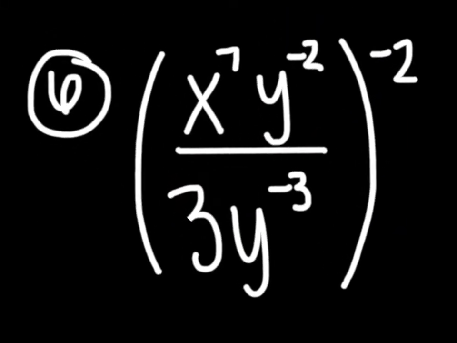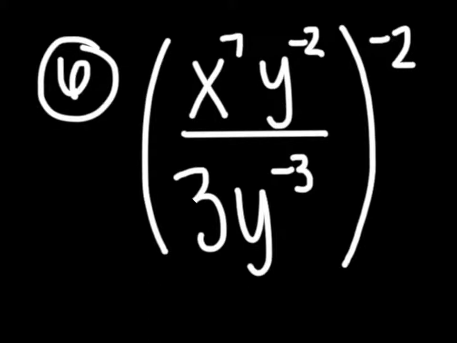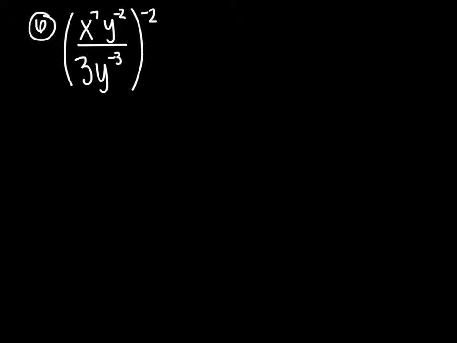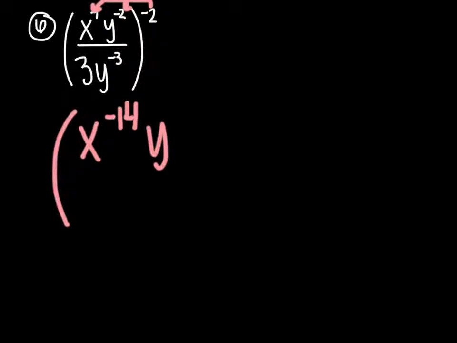Alright, for number 6, here's our original problem. We've got x to the 7th, y to the negative second, divided by 3y to the negative third. Everything in the parentheses is raised to the negative second power. So we're going to break this down into some smaller steps. The first thing we're going to do is distribute this negative 2 to everything inside the parentheses. So the negative 2 is going to go to the 7, the negative 2 is going to go to the negative 2 of the y. So far we've got x to the negative 14th times y to the positive 4th.